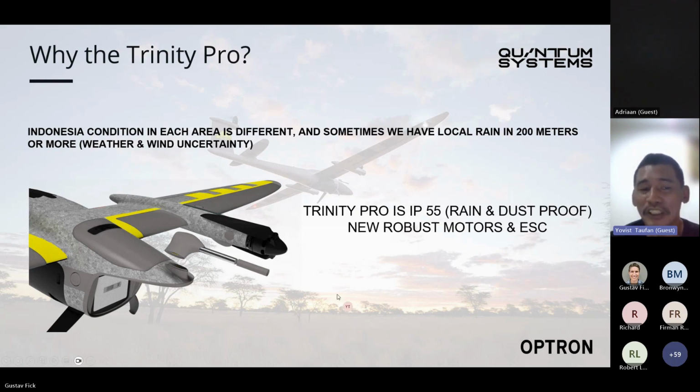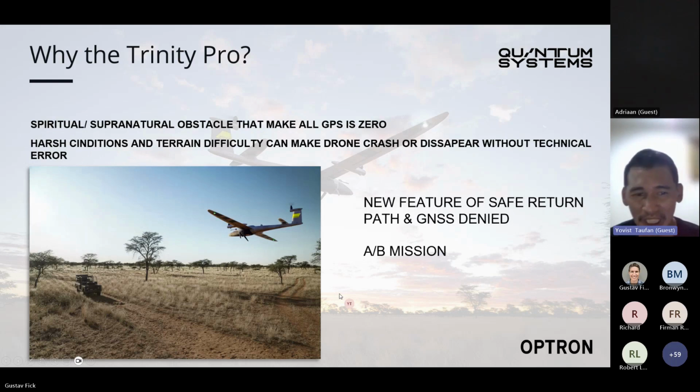Another obstacle, famous in Indonesia, is the spiritual or supernatural obstacle. It is indicated when suddenly, in some spot, Trinity faces no GNSS detected or GPS is 0. For a conventional fixed-wing system, this will make the drone suddenly crash or fly away and disappear. The issue is answered in Trinity Pro, and in F90 Plus, with the new safe return path and GNSS deny features. So Trinity can still fly in jamming areas or areas that have no GPS.